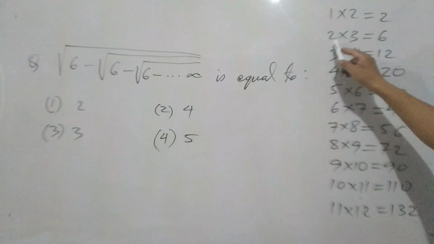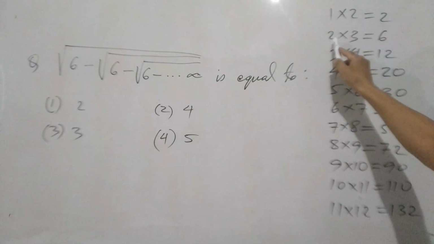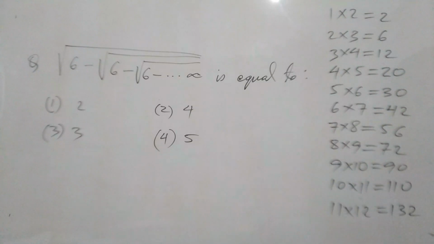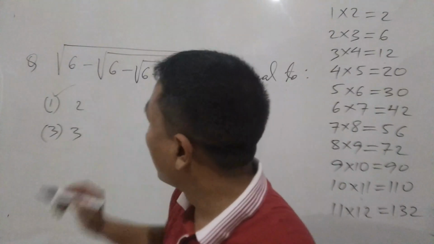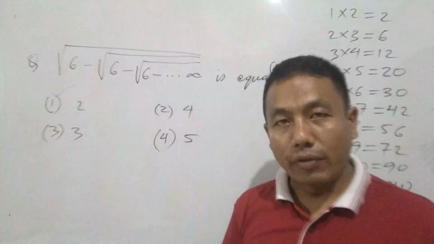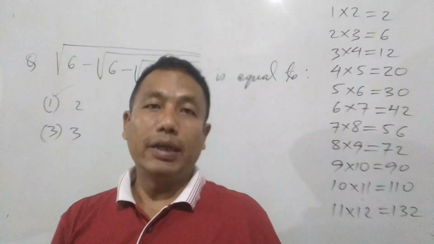What is the smaller number? Among 2 and 3, the small number is 2. So the right answer is 2. I hope you understand this. Okay, let's proceed to another type of questions.